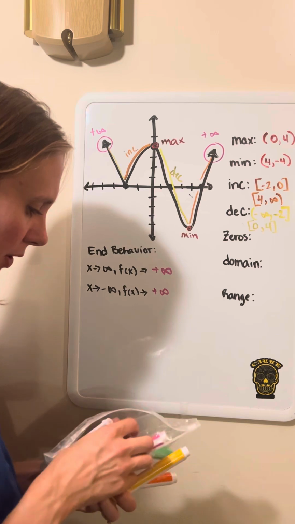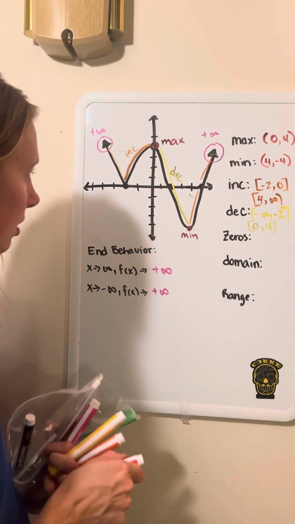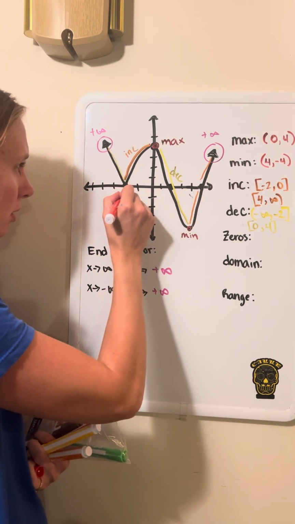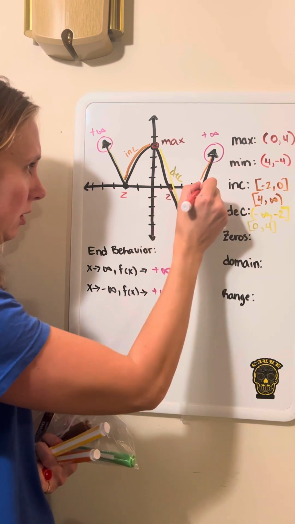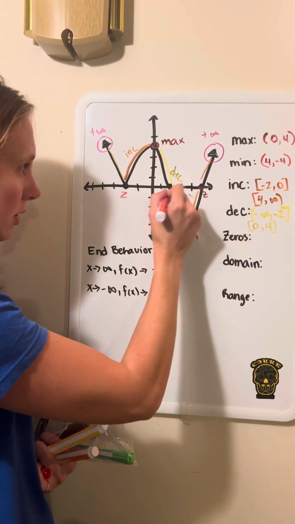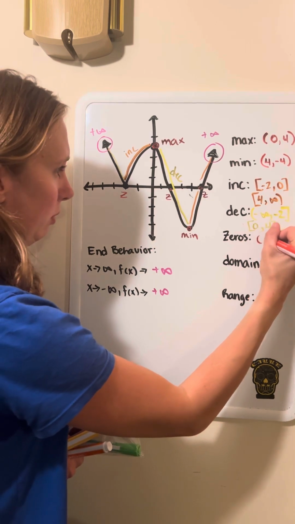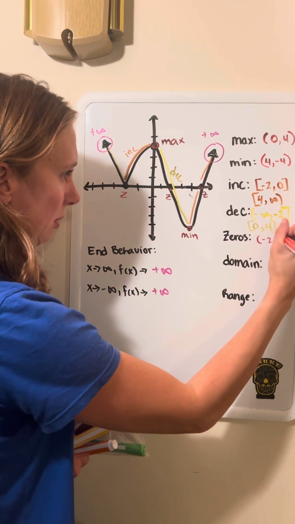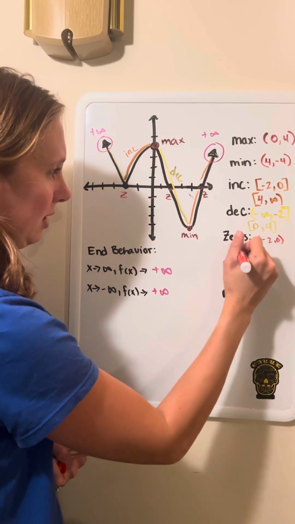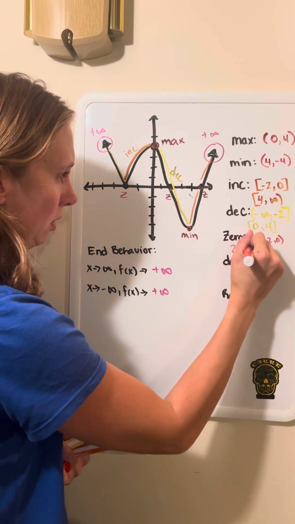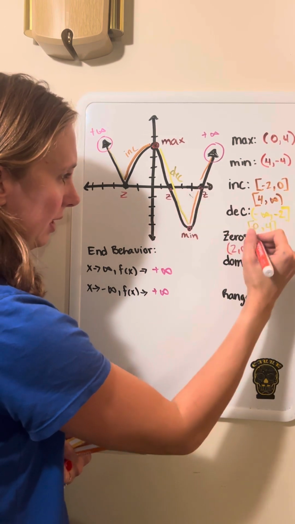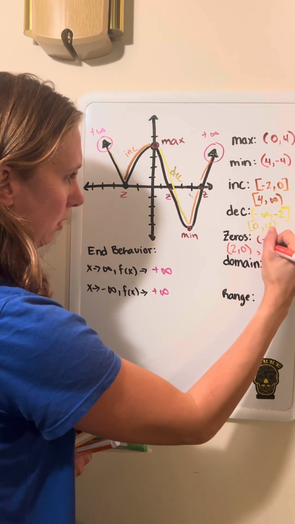You remember, zeros are x-intercepts. So I have a 0 here, a 0 here, and a 0 here. So that's 3 zeros. Remember, we write the zeros as points. So my first 0 is at the point -2, 0. My second 0 is at 2, 0. And then my final 0 is at 5, 0.